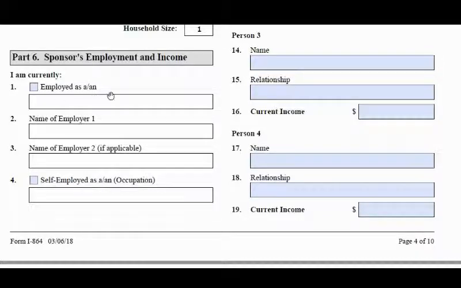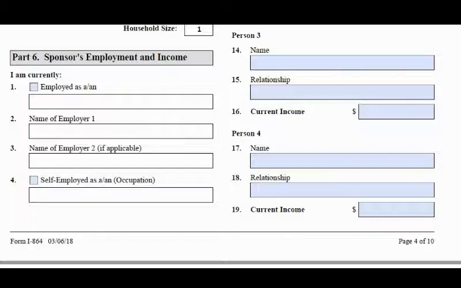So if you are currently employed, you just check 1 over here. You provide the place where you work. If you work for Bank of America, for example, you put Bank of America. If you have another job, let's say you work at McDonald's or Burger King or another bank or Wells Fargo, you put it here. If you are self-employed, which means you work for yourself, then you check 4.